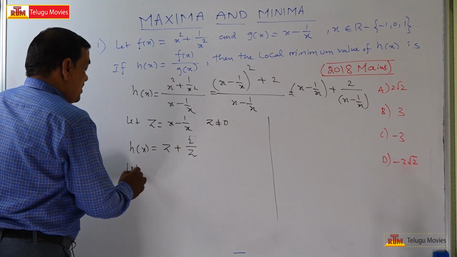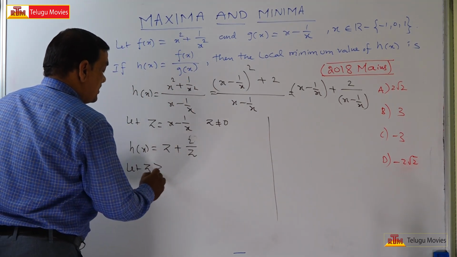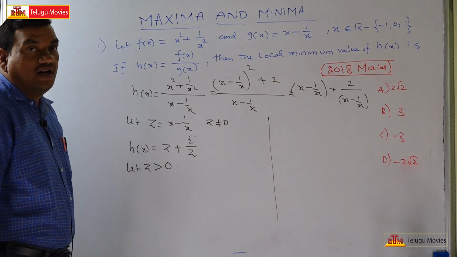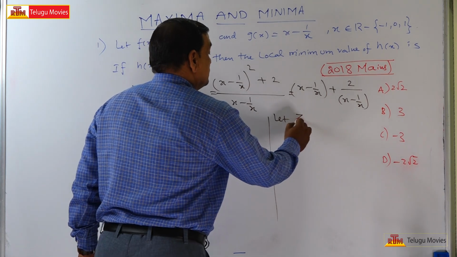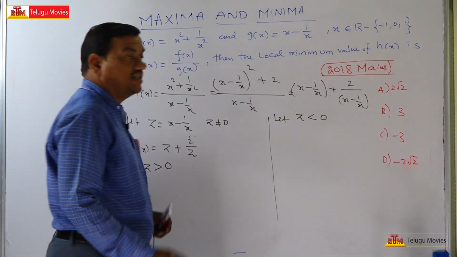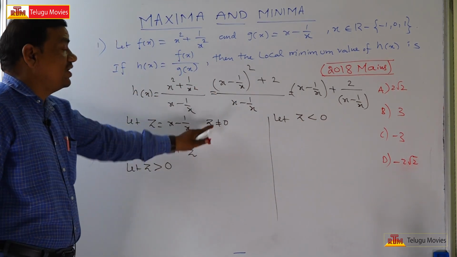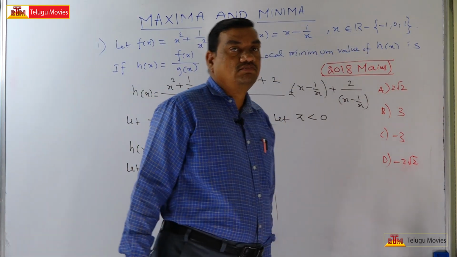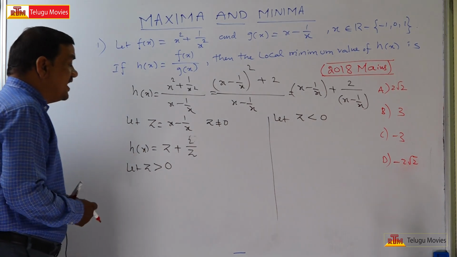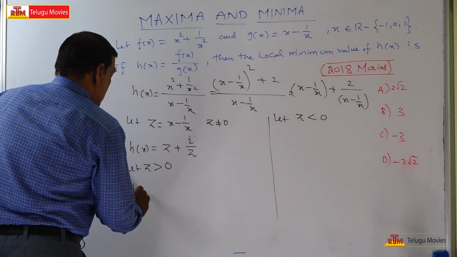What are they? Let z be greater than 0. Another case is let z be less than 0. Let us check the two cases. z cannot be equal to 0, because x is not equal to 1. Now if z is greater than 0, let us see what happens.